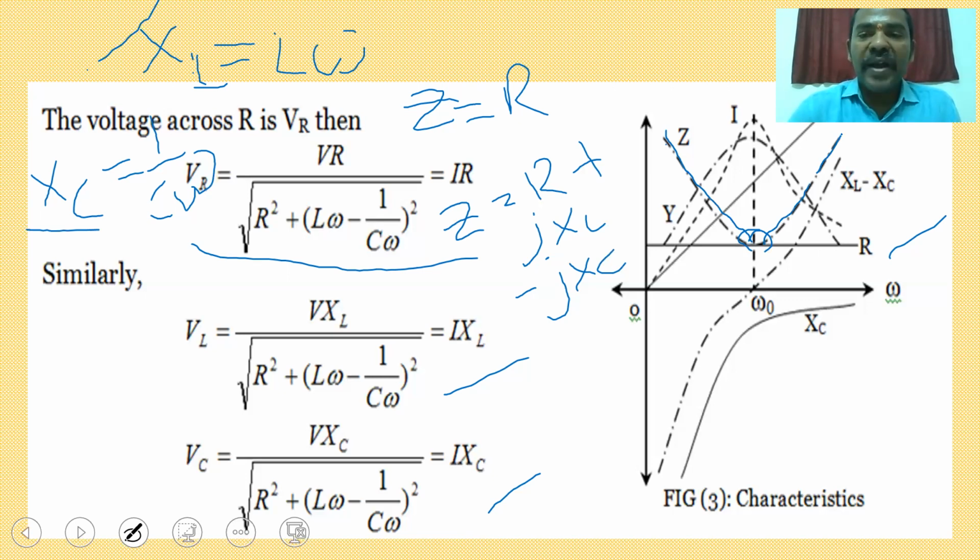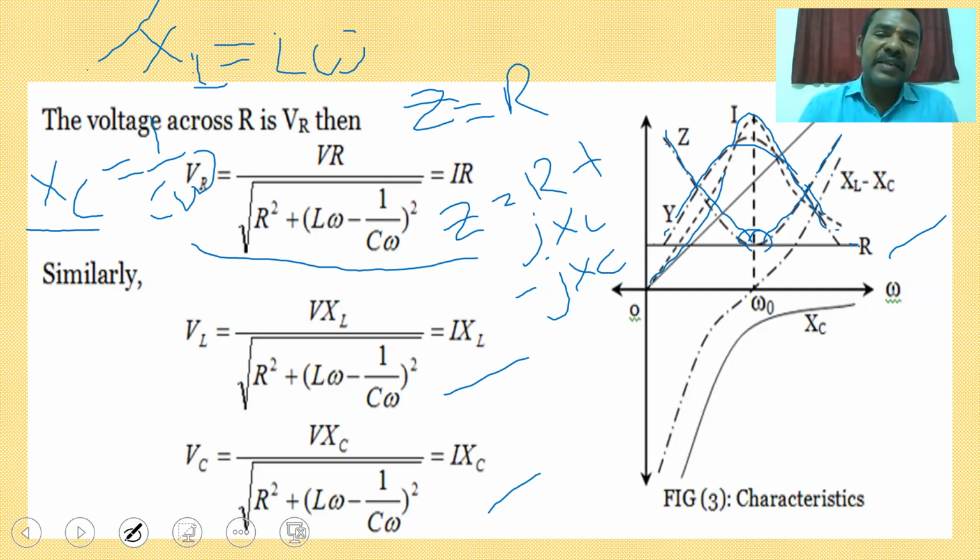The admittance is quite the inverse. Initially it is minimum and you get the maximum at resonance, then again it falls down. It is similar to your current. The current is also like this only, with the maximum value at resonance, and after that it gradually decreases with change in frequency omega.